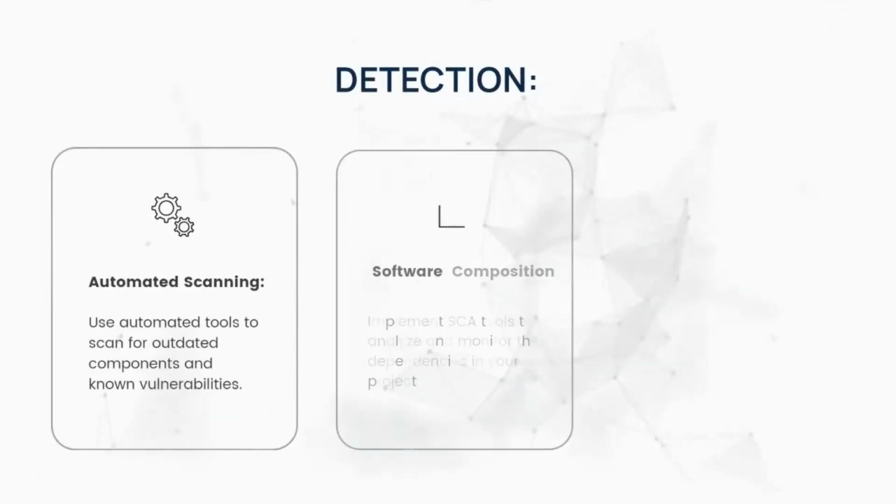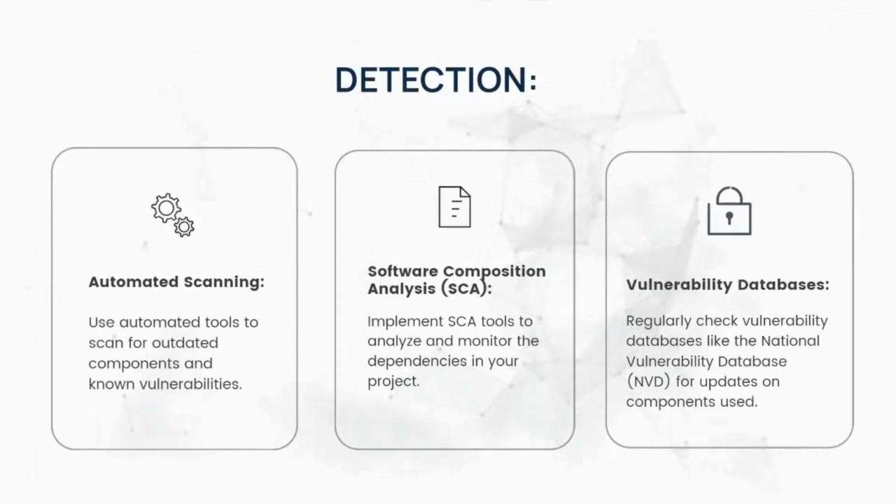Detection: automated scanning, use automated tools to scan for outdated components and known vulnerabilities. Software composition analysis, SCA, implement SCA tools to analyze and monitor the dependencies in your project. Vulnerability databases, regularly check vulnerability databases like the National Vulnerability Database, NVD, for updates on components used.